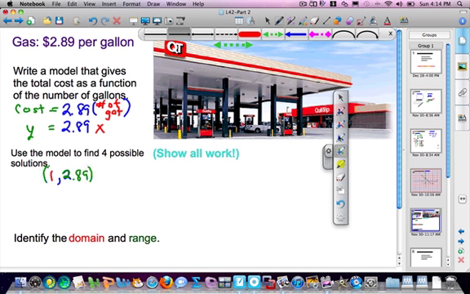We might go to the gas station again and purchase 2 gallons of gas. And if we purchase 2 gallons of gas, then the cost of that would be $2.89 times the number of gallons that we're purchasing, in this case 2. And that would give us a total cost of $5.78.